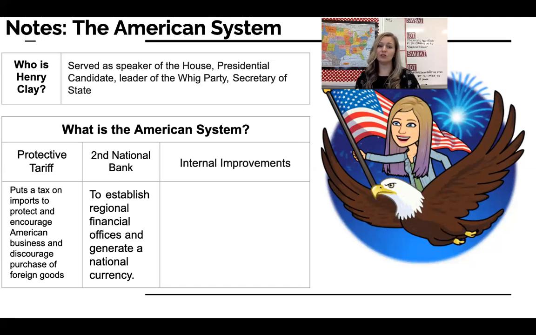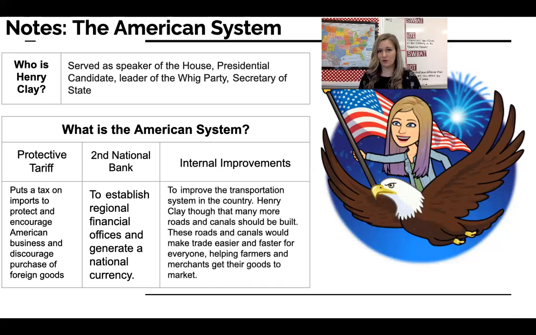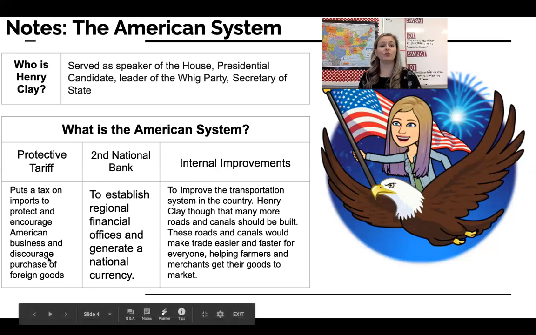And then lastly, we have internal improvements. We want to make sure during this time that we are doing everything to help the United States to be able to grow. So we especially focus on improving our transportation system throughout the country. Henry Clay thought that more roads and canals needed to be built as quick as possible, and that these roads and canals would thus make it easier to do trade with other areas. That would help farmers, that would help merchants get their goods to the market, and everybody would be able to benefit from this. So he puts forward this plan.